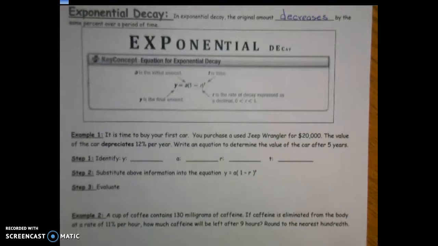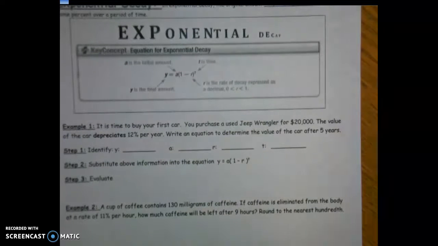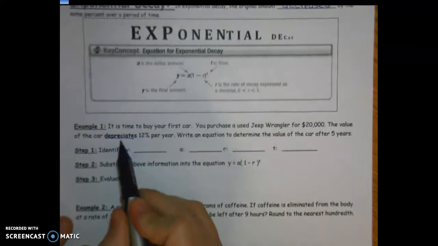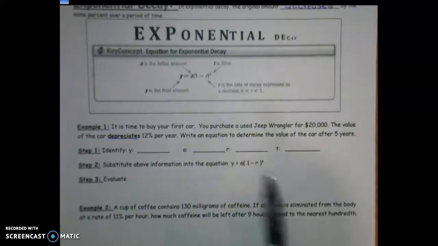It is time to buy your first car. You purchased a used Jeep Wrangler for $20,000. The value of the car depreciates 12% per year. So depreciates means it loses value or decreases in value. Write an equation to determine the value of the car after 5 years.